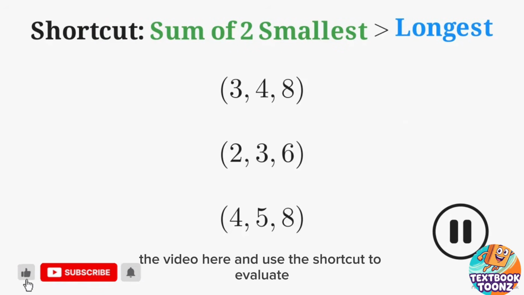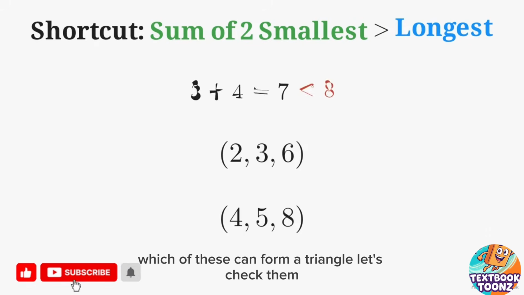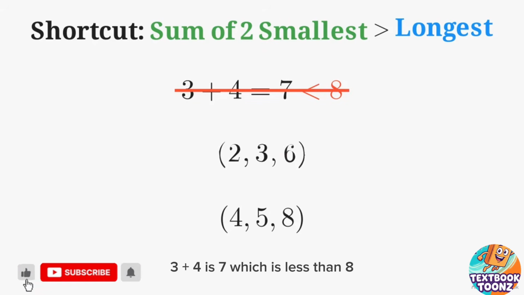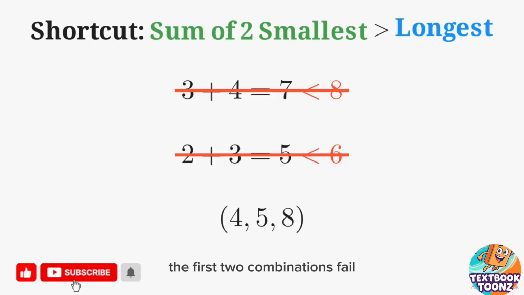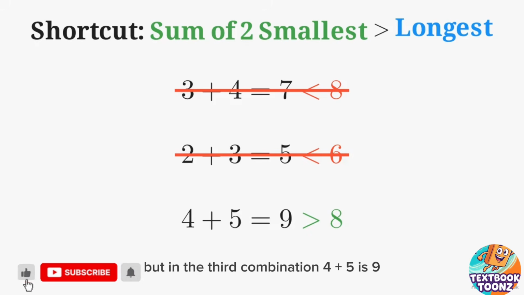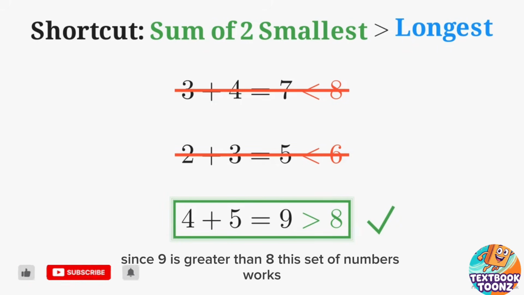Pause the video here and use this shortcut to evaluate these 3 sets of side lengths. Which of these can form a triangle? Let's check them. 3 plus 4 is 7, which is less than 8. 2 plus 3 is 5, which is less than 6. The first 2 combinations fail, but in the third combination, 4 plus 5 is 9. Since 9 is greater than 8, this set of numbers works.